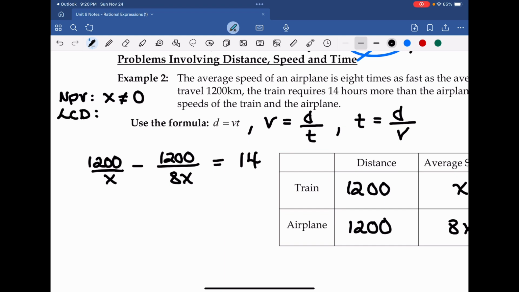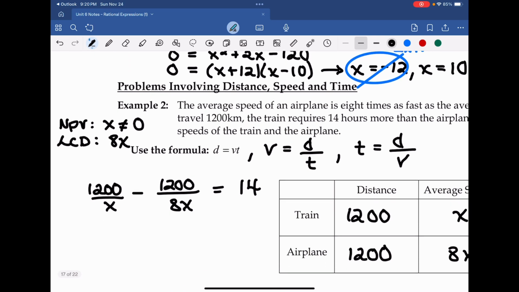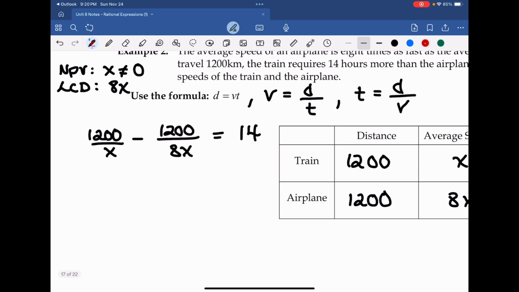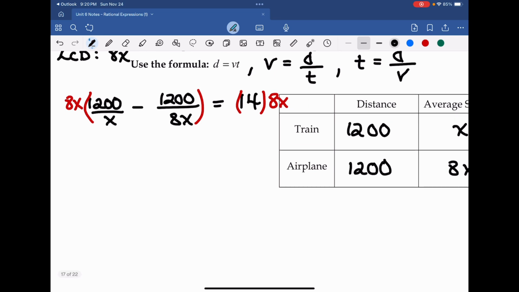The LCD is the lowest common denominator. It's a product of all the unique denominators, so we're going to write it as 8x. There we go. Okay, let's bring that back down here. Now we're going to multiply everything by 8x, meaning I'm going to surround my left and right in brackets, and I'm going to write 8x on the outside.